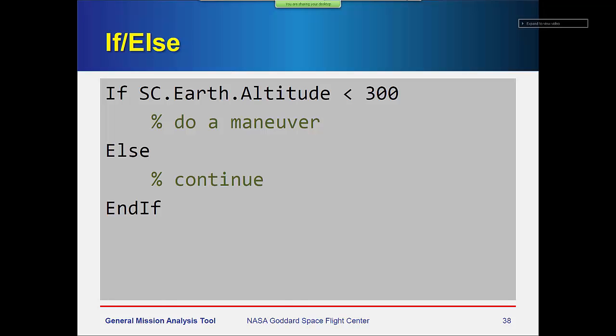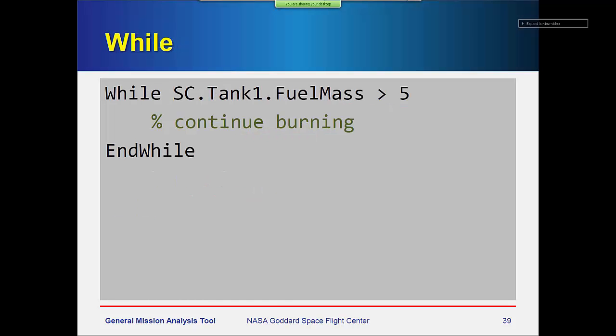So an example of if. I'm saying if altitude is less than 300, do a maneuver. If it's not, then continue onward. So this is a station keeping sort of construct where you propagate until you've decayed to a certain point and then you want to bump it back up. A while loop. So here I'm saying just keep burning until my fuel mass gets down to 5 kilograms and then stop.